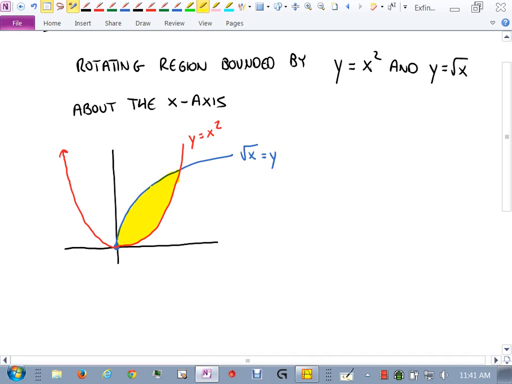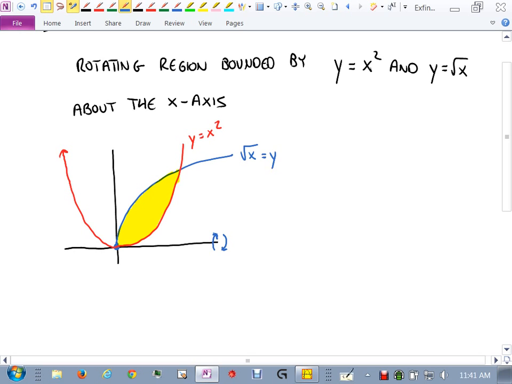I don't want the area, right? I want to imagine taking that and rotating that about the x-axis. So I need to somehow let you know I'm going to rotate about the x-axis, so I'm going to draw my little arrows here to show you I'm rotating about the x-axis.